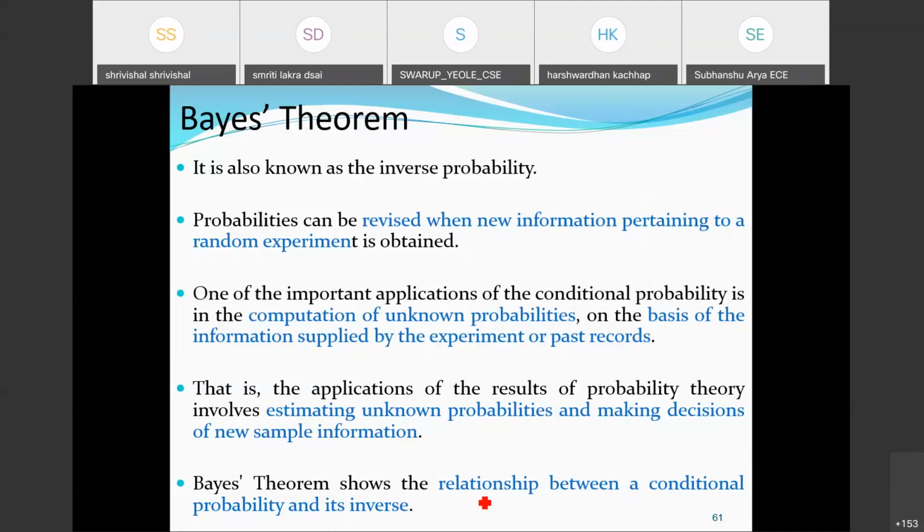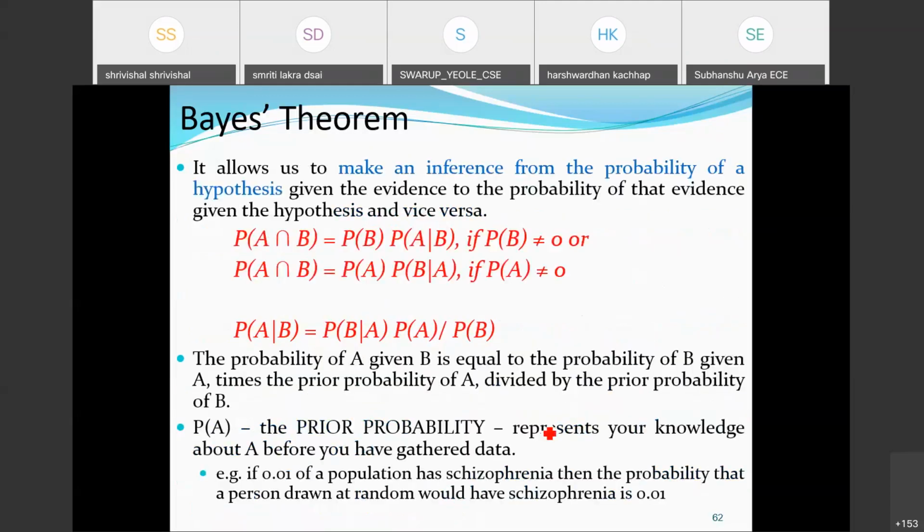So Bayes theorem, in a nutshell, if I conclude here, shows the relationship between a conditional probability and its inverse. In case of conditional probabilities, we have already discussed these two statements. We are familiar, correct? So probability of A intersection B is equal to probability of B multiplied with the probability of A given B, and it could also be written as probability of A multiplied with the probability of B given A.